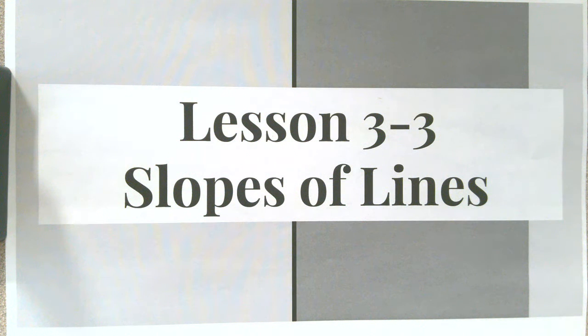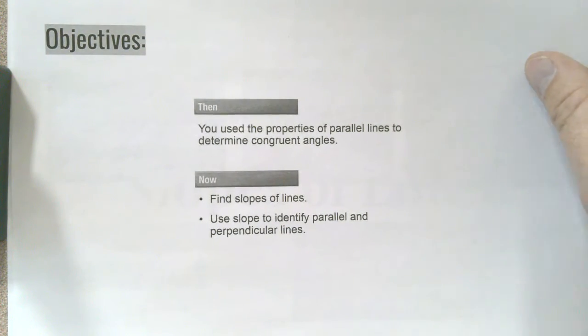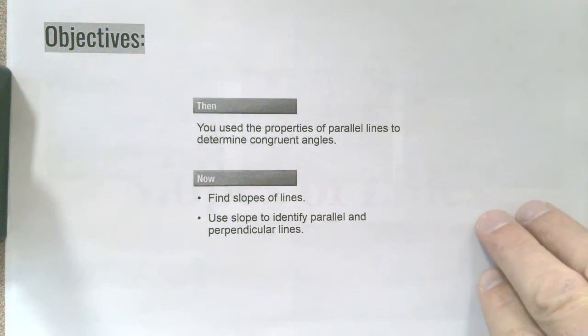Okay, so it is lesson 3.3, slopes of lines. Let's look at the objectives here. We've spent a lot of time talking about parallel lines and determining the congruent angles. Today we're going to focus on the slopes and determining, using the slope, whether lines are parallel or perpendicular.